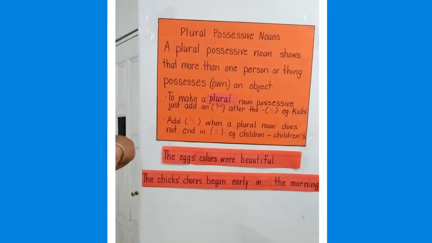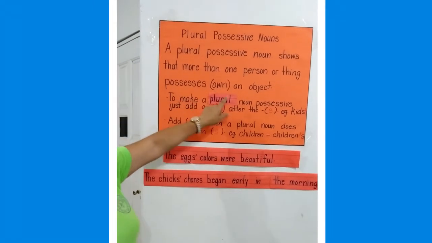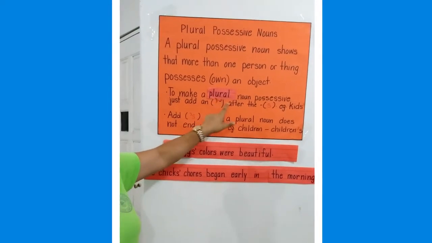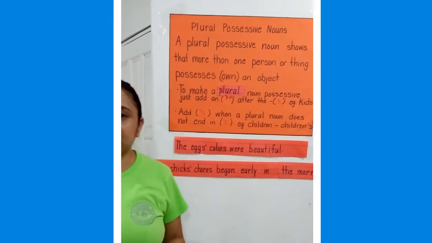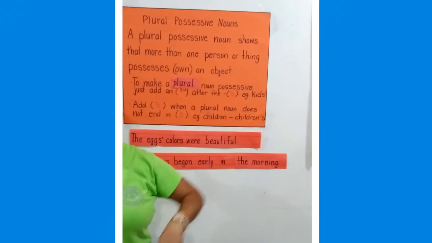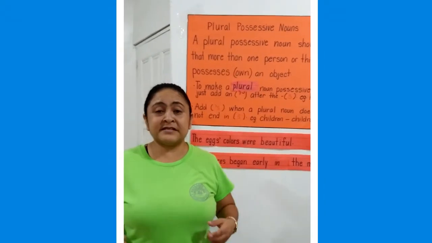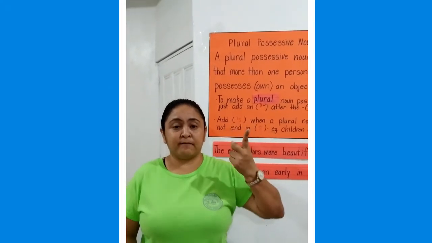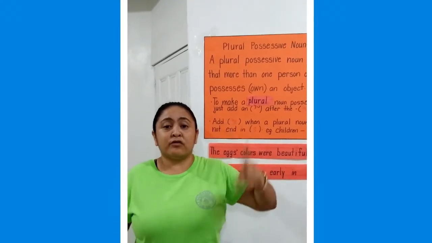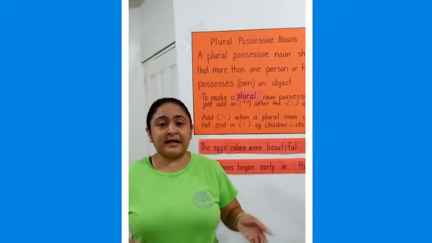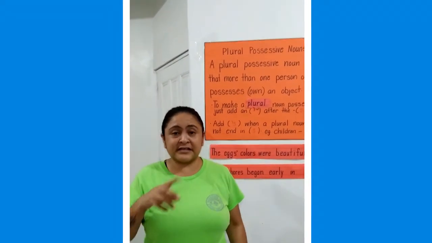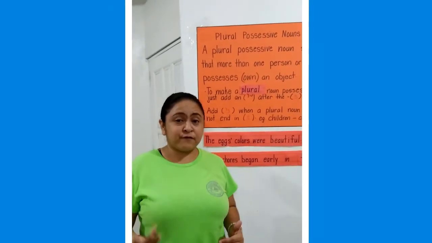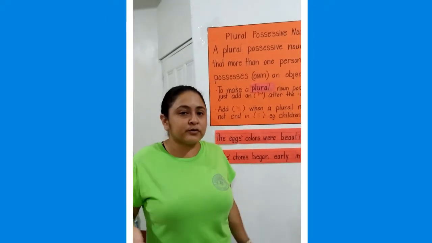Let's read the first rule here. To make a plural noun possessive, just add an apostrophe after the S. For example, we have kids. The noun kids means that we have more than one kid. So it means that we have 2, 3 or more kids, right? And kids ends with an S because it is plural. So if we want to form the plural possessive form of kids, what are we going to do?